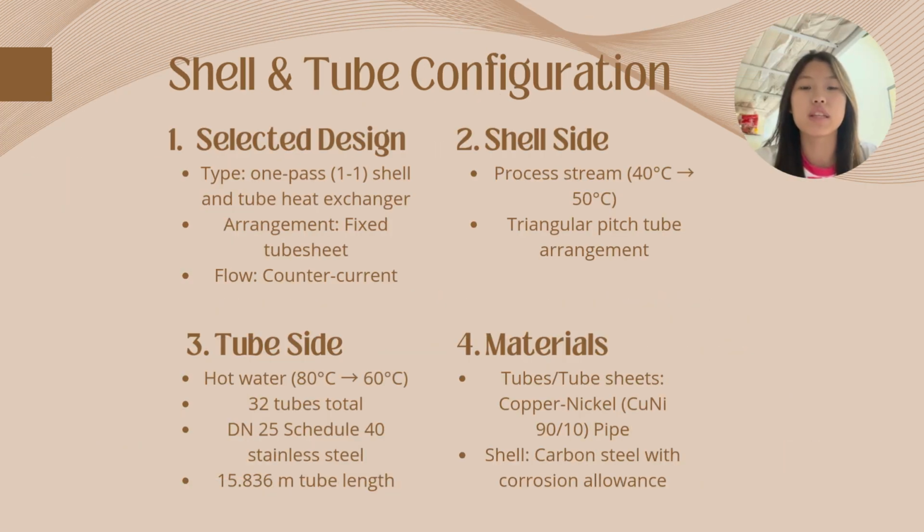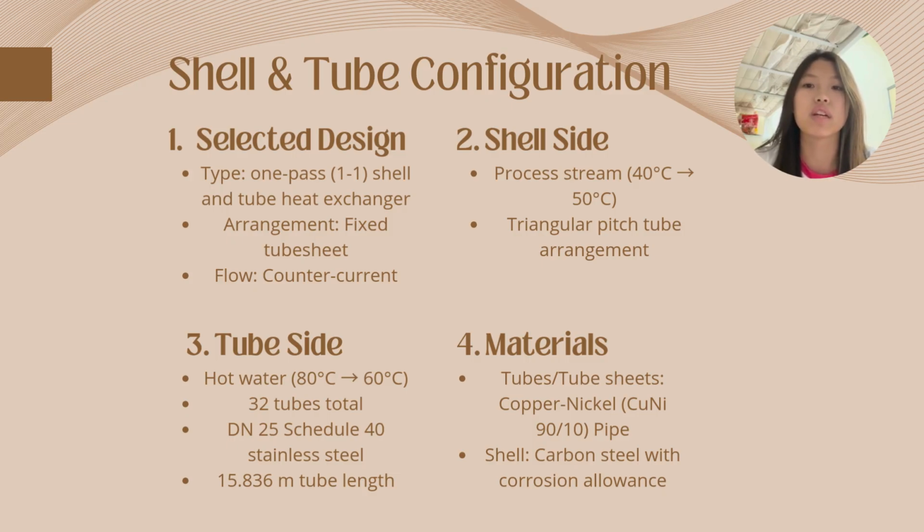This covers our selected shell and tube heat exchanger design, organized into 4 specification categories. First, the shell side uses a one-pass configuration and counter current flow to heat the process stream from 40 to 50 degrees Celsius. Second, the tube side features a fixed tube sheet with triangular pitch and 32 tubes to cool hot water from 80 to 60 degrees Celsius.